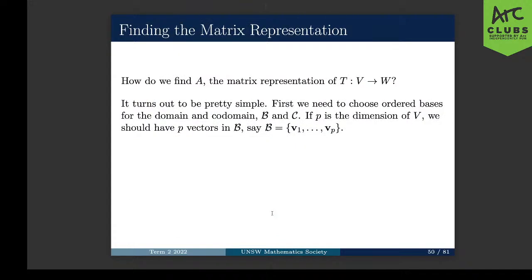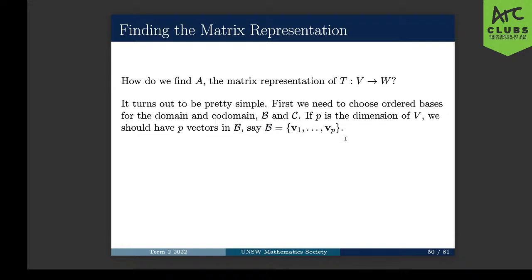Okay, so the question is, how do we find the matrix representation of any linear map? Well, there's a simple strategy, very simple to say, in fact. First, we need to choose a basis for the domain and the codomain, say B and C. And if p is the dimension of V, then we should have p vectors in B, because that's the definition of dimension. So let's say the basis vectors for the domain are v1 all the way up to vp.